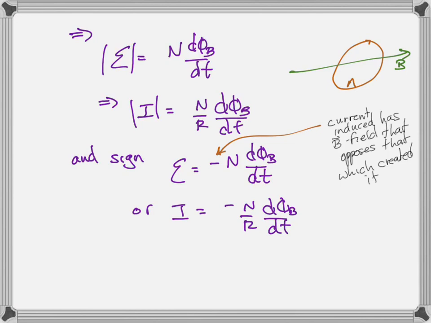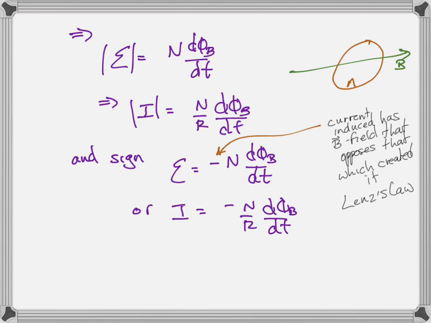So this is called Lenz's law. The negative sign, the explanation of the negative sign, comes in Faraday's law, but the actual fact that the current induced has a magnetic field that opposes that which created it is called Lenz's law. So let's go back to our example again.